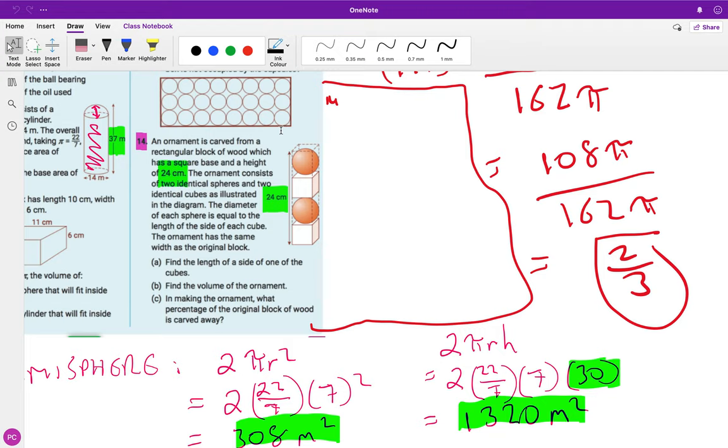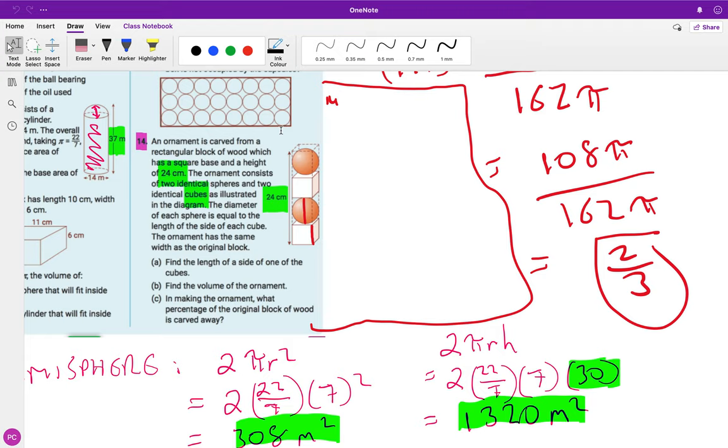Two identical spheres, that's good to know. They're identical spheres and two identical cubes. So they're not cuboids, which is good as well. The diameter of each sphere is equal to the length of the side of each cube. The ornament has the same width as the original block. So the width of the ornament has not changed. And we know now that the length of one of the sides here is the same as the diameter of one of the spheres, which is handy to know. So they're all the same diameter if you want.